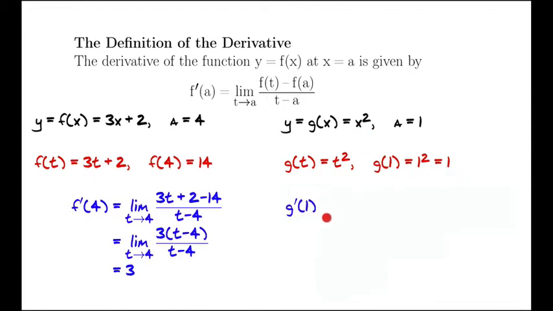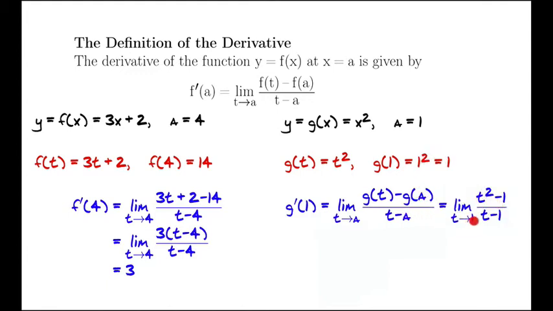So now what we want to do is figure out g prime of 1. We want to figure out the derivative of g at the point a equals 1. So let's first write down this expression with a g in it instead of an f. Limit as t approaches a of g of t minus g of a over t minus a. In for a, we will put 1. In for g of t, we'll put t squared. And for g of a, we'll put 1. And then for this a, we'll also put 1. And what we get back is the limit as t approaches 1 of t squared minus 1 over t minus 1. So to complete the calculation for this derivative g prime of 1, all we have to do is finish this limit.